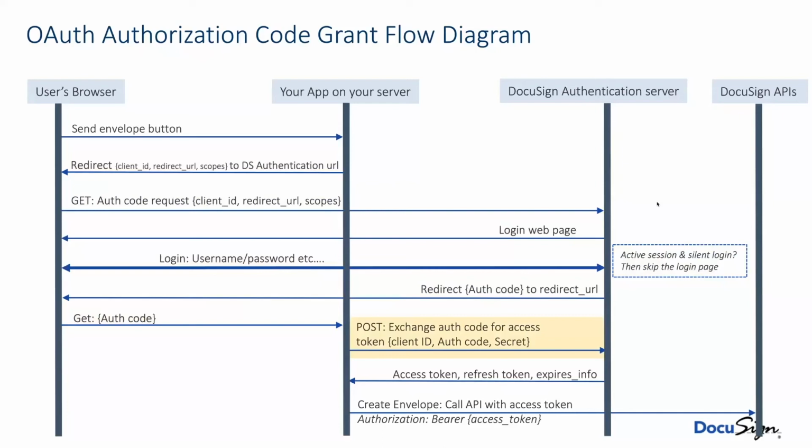And this request includes the client ID. Once again, remember, that's the integration key from DocuSign. It includes the authorization code that's just received. It includes its secret and a couple other, I think there may be some other minor stuff, but those are the key things. This request goes to the DocuSign authentication server, which then responds back to your server with an access token. Remember, that's our goal, right?